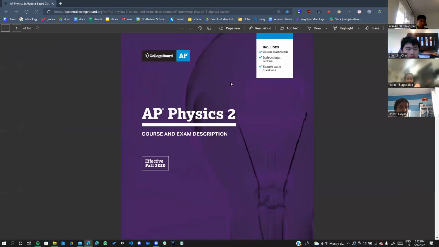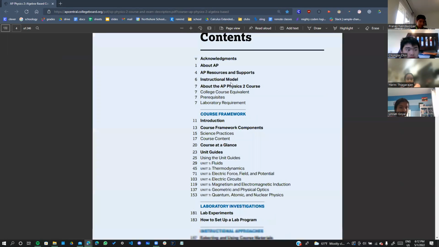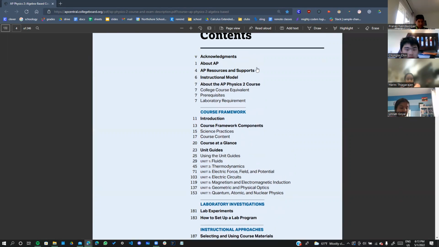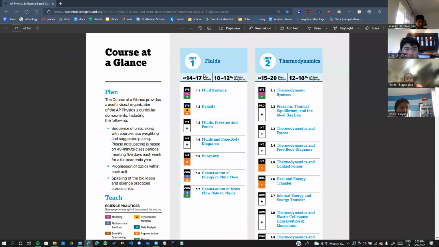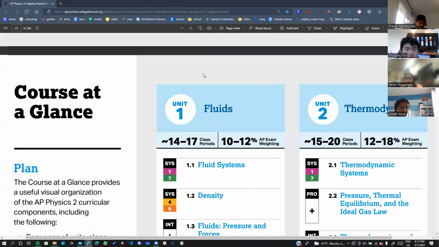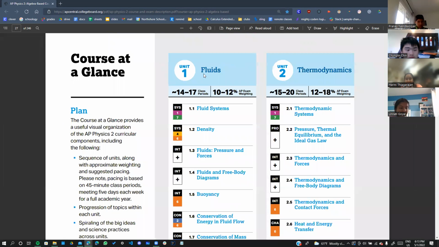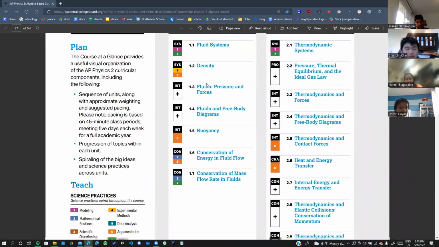All right, Physics 2 CED. Unit guides. No, not the unit guides. Course at a glance. There we go. Okay, so first we have one of our favorite units, fluids. Why do we like fluids? Because it's one of the easiest units in Physics 2.